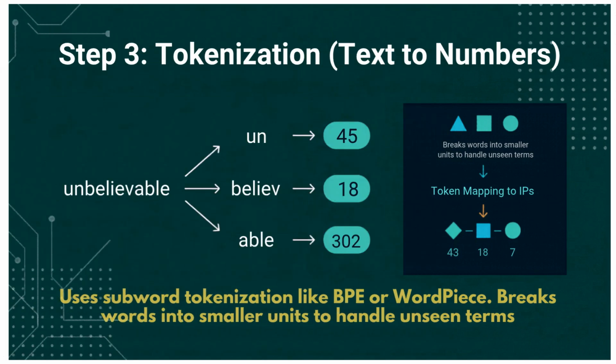Next comes the tokenization step. This is where things start to become mathematical. Computers can't understand words, so we break text into smaller units called tokens and convert those tokens into numbers. Think of it like translating a language into a code the computer understands. Sometimes entire words become tokens and sometimes words are broken into pieces, especially for rare or complex terms. These numbers are what the model actually learns from.